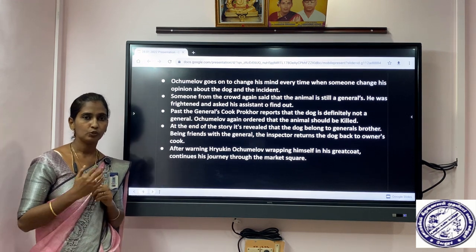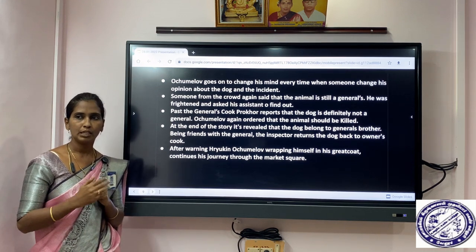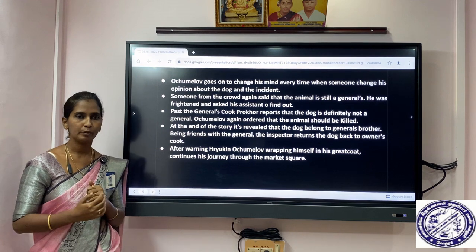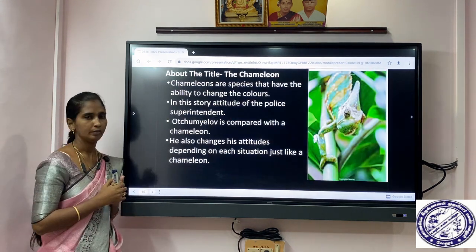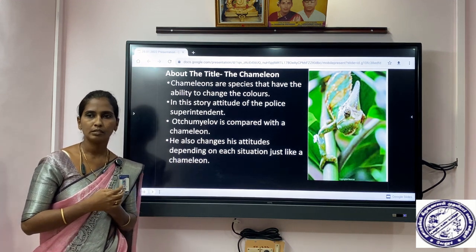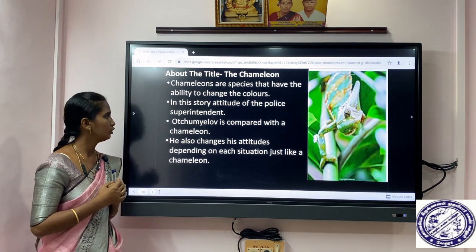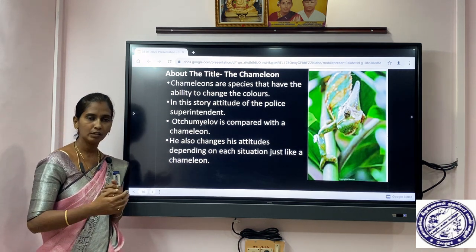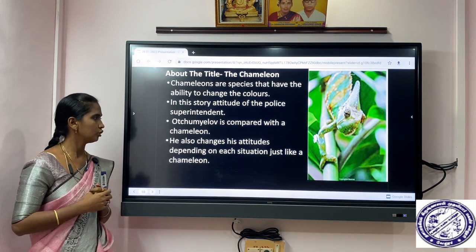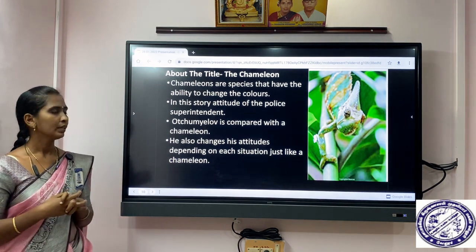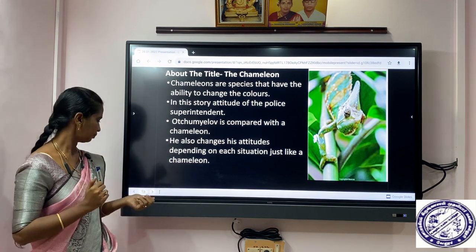Here what we could see is that Ochmelo, the police superintendent, keeps changing his attitude depending upon the situation. So he has been compared with a chameleon. What is a chameleon? A chameleon is a species that changes its color according to the situation. Here in the story, the attitude of the police superintendent, Ochmelo, is compared with a chameleon. He changes his attitude depending upon the situation.